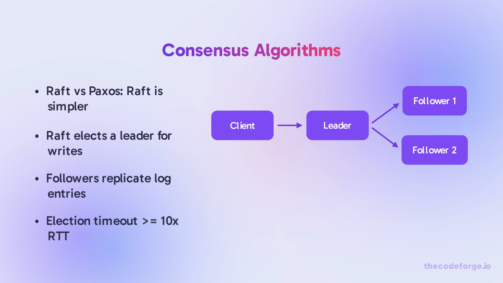When you need strong consistency across replicas, you need a consensus algorithm. Raft is designed for understandability and has become the de facto standard. It elects a leader that handles all writes. Followers replicate the log. If the leader fails, a new election happens.